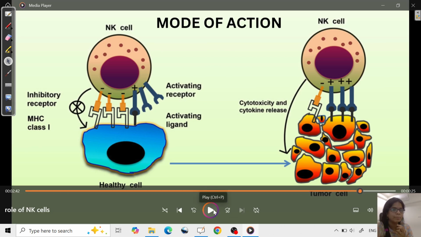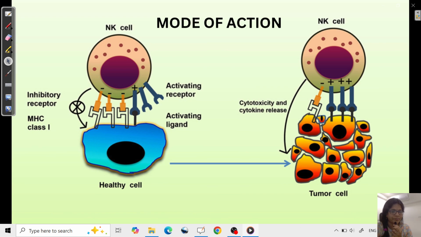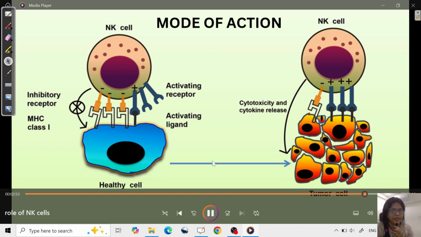See, this is a beautiful picture of the mode of action. The NK cell attacks the healthy cell but does not destroy it, because the inhibitory receptor is activated. It has MHC molecules, so it is able to bind to it. But here, as it doesn't have any proper MHC class 1 molecules, there is a release of cytotoxic and cytokine granules, finally killing the tumor cell. So that is how the healthy cells and the tumor cells are differentiated by the NK cell.